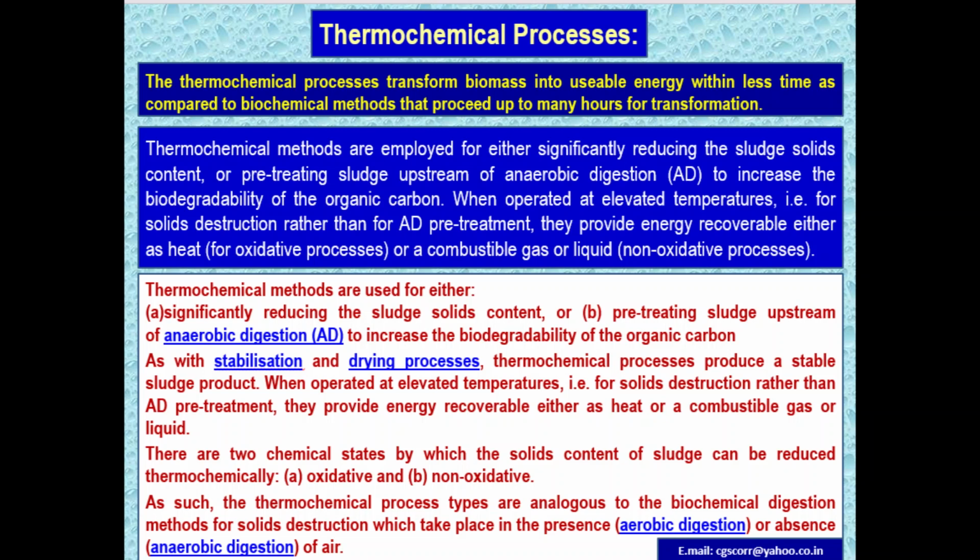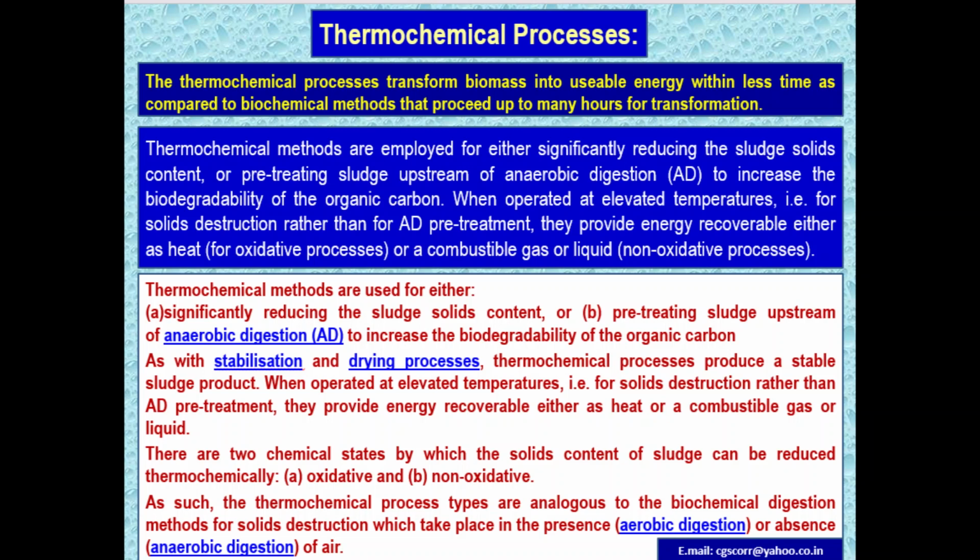Thermochemical methods are used for either significantly reducing the sludge solids content or pre-treating sludge upstream of anaerobic digestion to increase the biodegradability of the organic carbon. As with stabilization and drying processes, thermochemical processes produce a stable sludge product. When operated at elevated temperatures, that is for solids destruction rather than anaerobic digestion pre-treatment, they provide energy recoverable either as heat or a combustible gas or liquid.